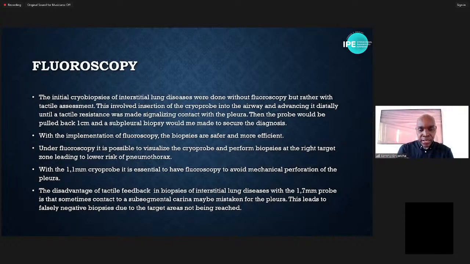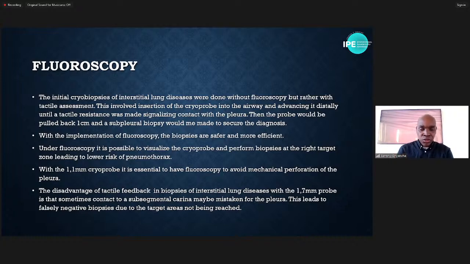Fluoroscopy is a very, very important thing. I think in this day and age, fluoroscopy has become standard when it comes to transbronchial cryobiopsy. When it was initially launched, the transbronchial cryobiopsy was done with tactile feedback. You'd go until you got a tactile resistance, you knew you were at the pleural region, so you'd pull back 1 centimeter and take a biopsy. This is in suspicion of interstitial lung diseases where the fibrosis or the lung changes are always near the pleura, so you're taking a subpleural biopsy, and that's why tactile feedback was the method that was used.